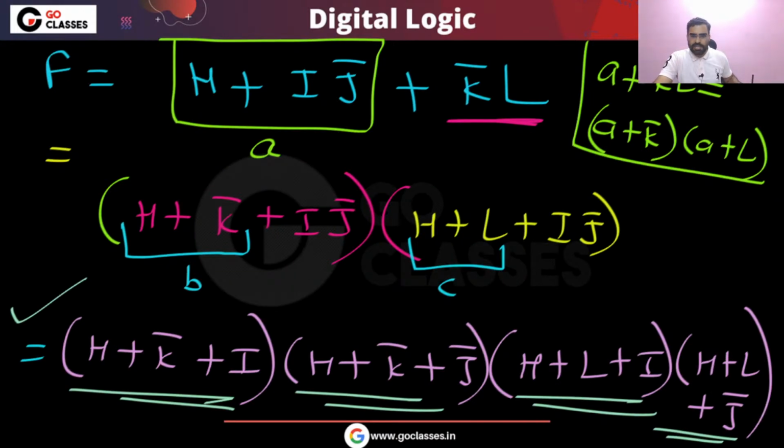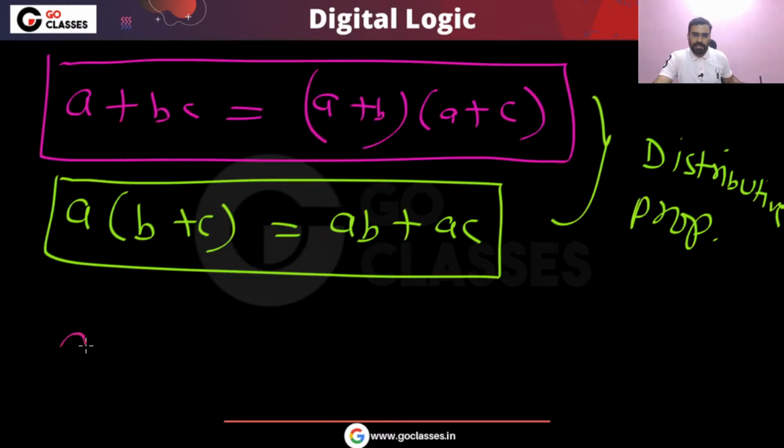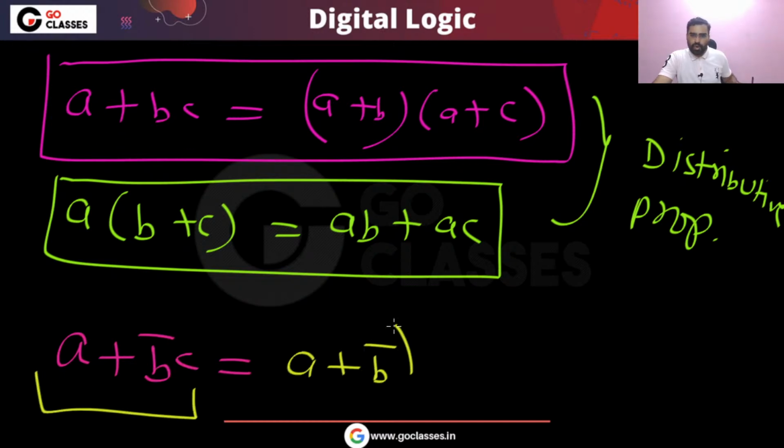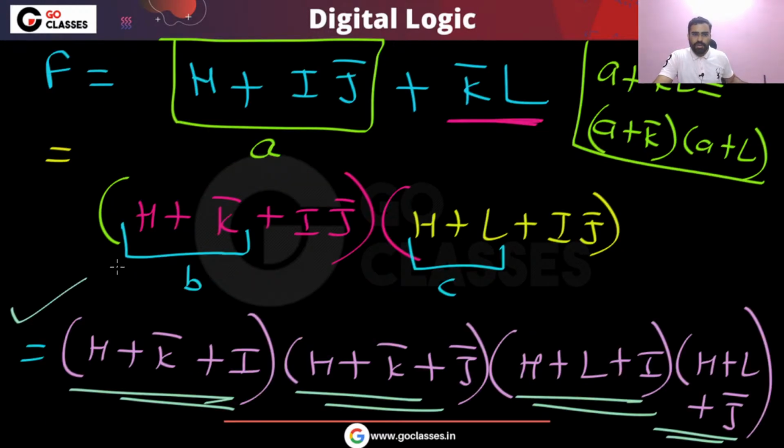Okay, very simple. The question is very simple. We are applying this method. Remember, A or B bar C, using the distributive property, you can write it as A or B bar, A or C. This fact we are using. And you can notice, if you consider this as A, then you can write like this. And then if you consider this as B, then finally you will get your answer.